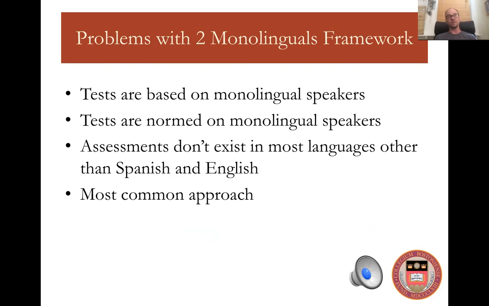So if you've got a Mandarin-English bilingual program, or even a Portuguese-English bilingual program, this type of framework is more difficult to implement, at least from a standardized measure perspective. And this is the most common approach, if we're honest, in research and in education. Getting measures in one language and then the other is the most common.